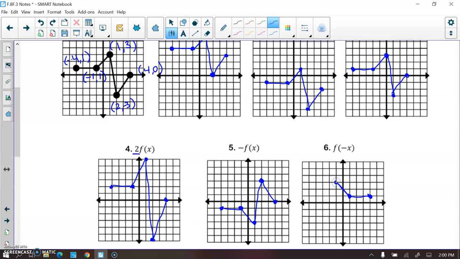And if I have the point 2, -3, it's now going to become -2, -3. And then lastly, if I have the point 4, 0, it's now going to become -4, 0. So this is what your graph would look like. It just flipped over the y-axis, so it flipped the other way around.